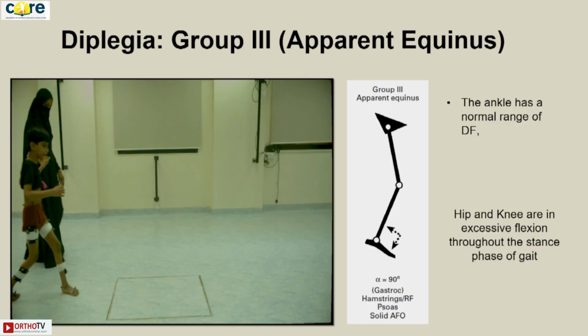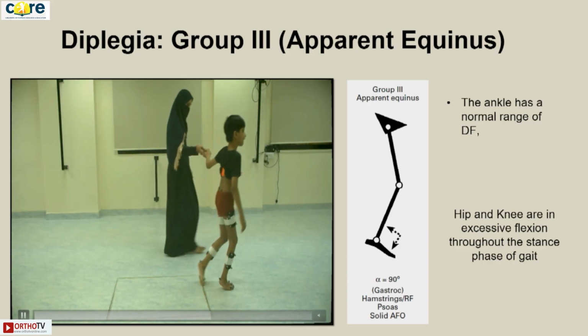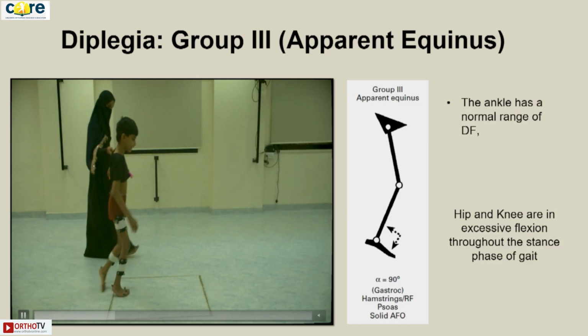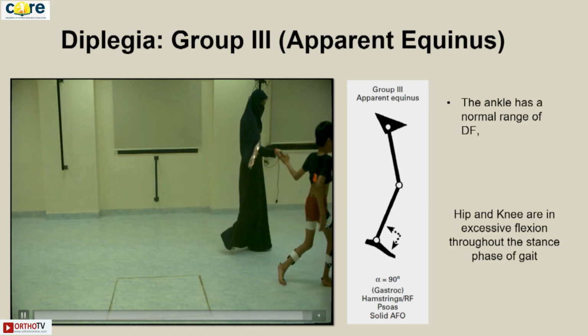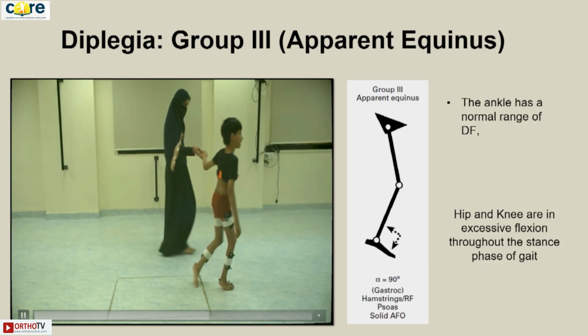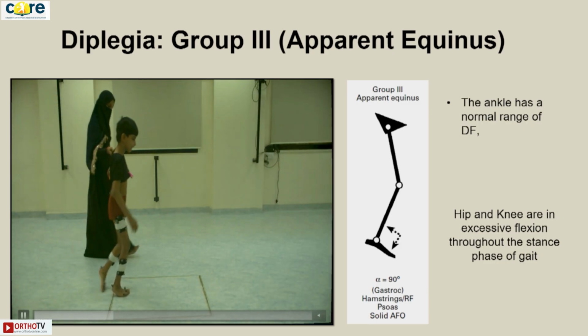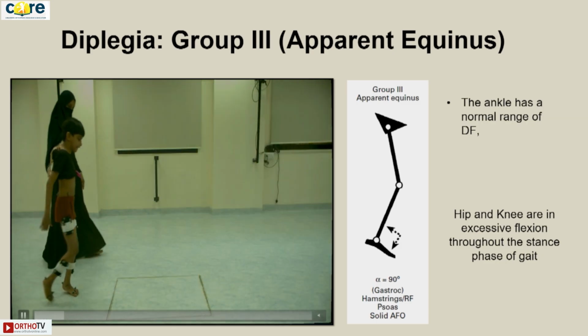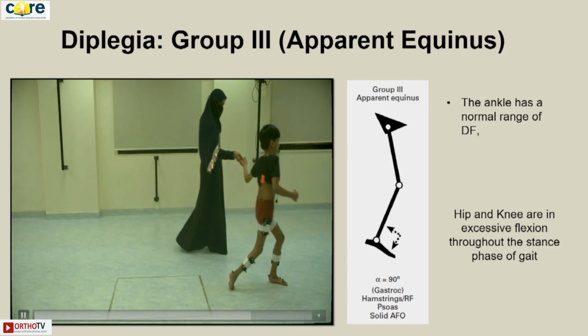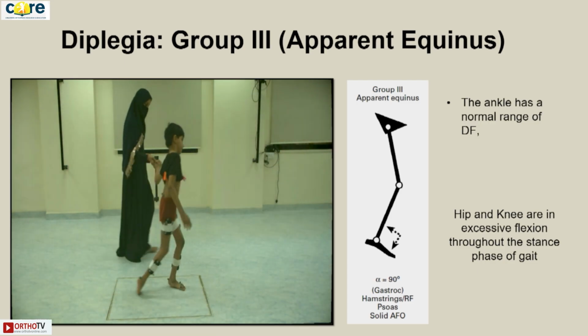The third group you see in diplegics is the apparent equinus. Here the ankle has a normal range of dorsiflexion, but it's the hip and the knee which are excessively flexed throughout the gait cycle. So in the entire stance phase, the hip and knees are flexed, but the foot drop is there because of the proximal tightness. And of course you have to examine these children. These are just patterns which you see, but they need detailed evaluation.